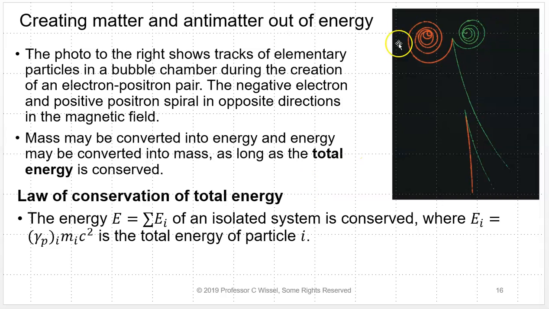The photo to the right shows the tracks of elementary particles in a bubble chamber during the creation of an electron-positron pair. The negative electron and positron spiral in opposite directions in the magnetic field. Mass may be converted into energy, and energy may be converted into mass as long as the total energy is conserved. So the law of conservation of total energy states that the energy E is the sum of all the energies of all the particles in an isolated system, and that is conserved, or E_i equals gamma_i m_i c squared, and that's the total energy of particle i.